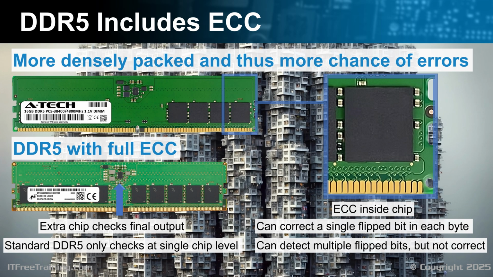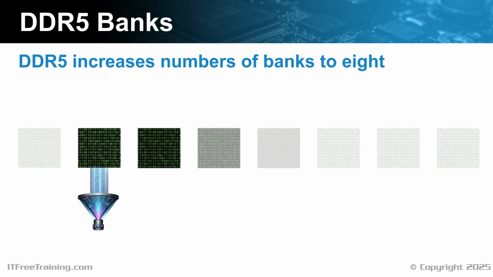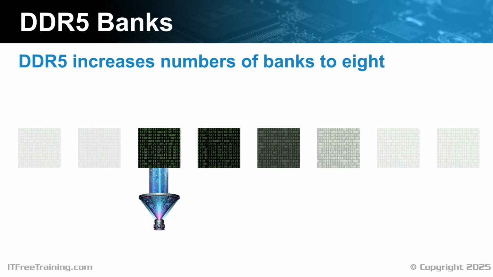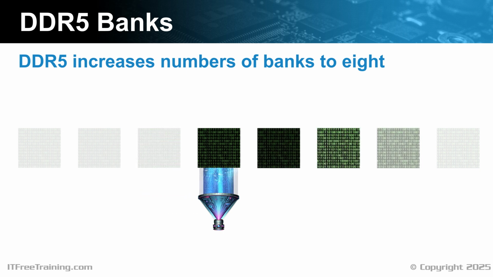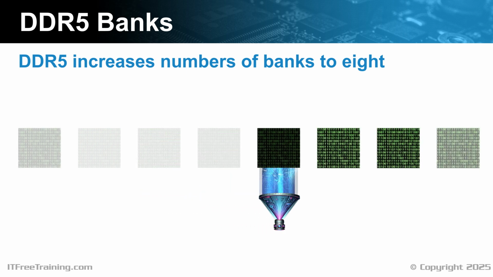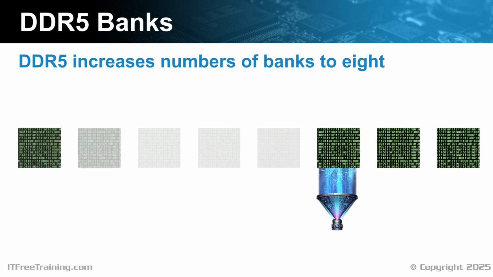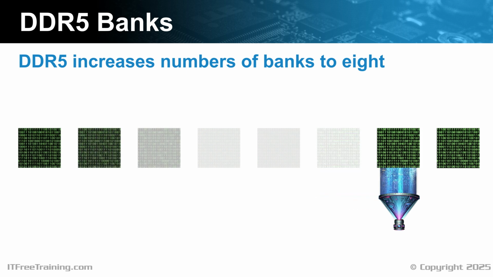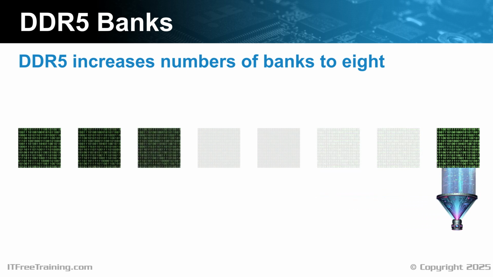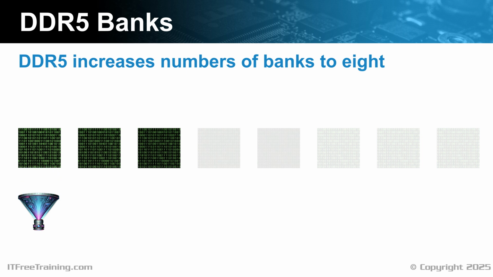The speed has also increased, which causes some problems. Let's have a look. DDR has data grouped into a bank. Essentially, it is like having multiple big Excel spreadsheets filled with ones and zeros. To improve performance, DDR5 increased the number of banks to 8. Previously, DDR4 had 4 banks.